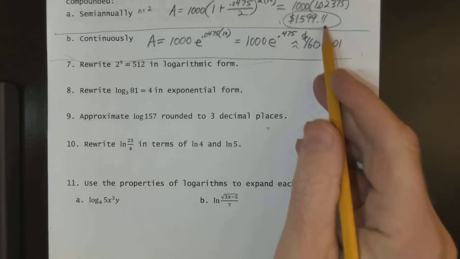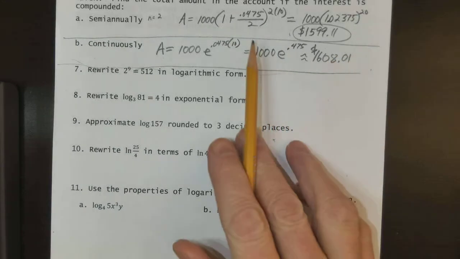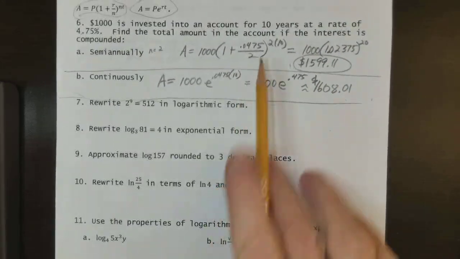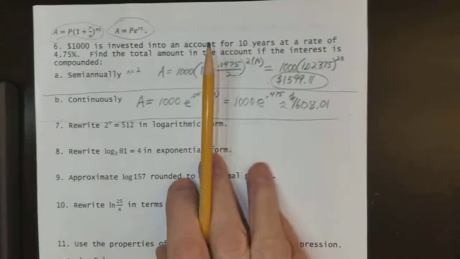Okay, so you get a little more interest. $9 worth. About $1 a year, huh? For compounding continuously with that account.